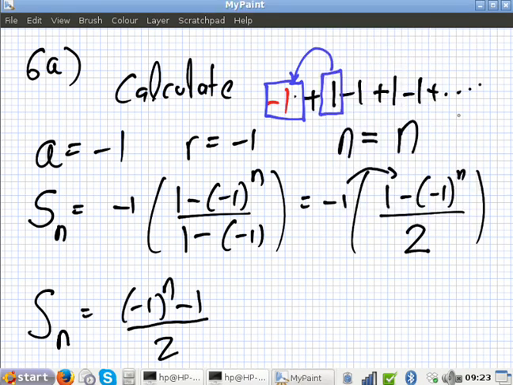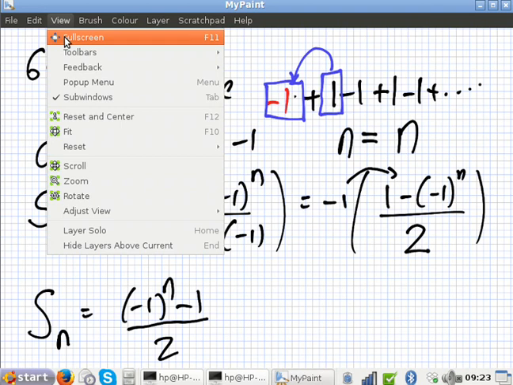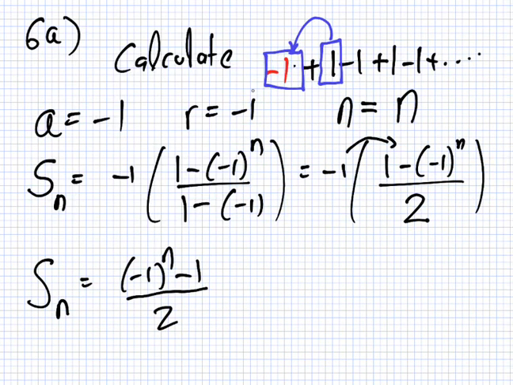Yeah, that's alright. Okay. So if I put n as 1, if I just look at the first term, what should my answer be? It should be minus 1. Let's check that. Minus 1 power 1, minus 1. Minus 1 minus 1, minus 2, divided by 2, minus 1, which is what you get.